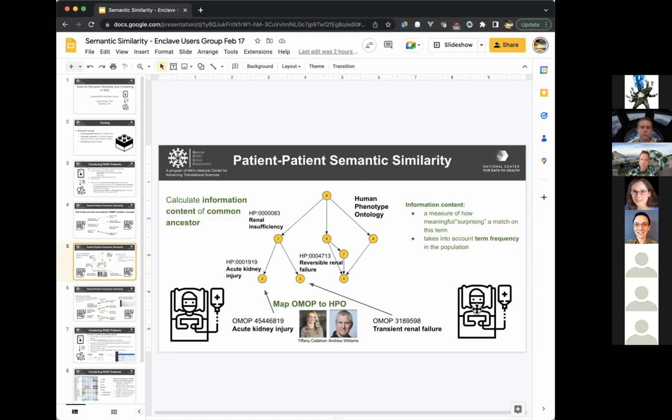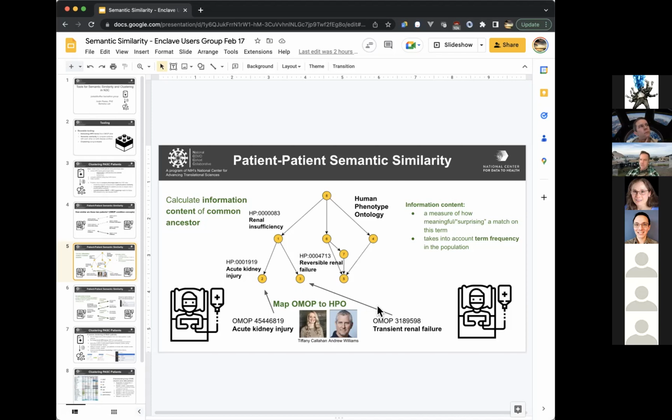If you're not familiar with information content, this is basically a measure of how meaningful that match is, or conversely, how surprising that match would be if you found it by random chance. This basically just requires some measure of term frequency, and so hopefully that makes a bit of sense.